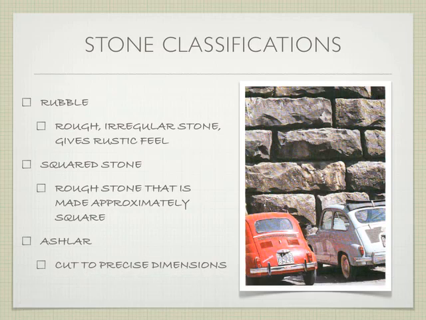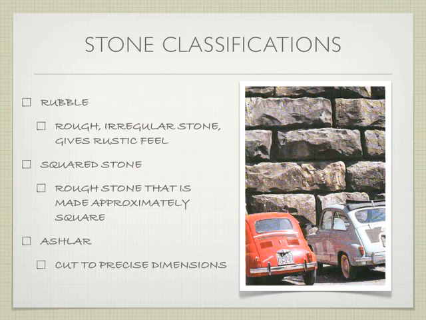In terms of stone classifications, we have rubble, which is the rough, irregular stone. It tends to give more of a rustic feel. It can be a little bit more shaped. If it's more shaped, it's going to be a squared stone. It's made approximately square or rectangular. I say square in kind of a loose term, but it's still left relatively rough. The thing about the top two, either rubble or squared stone, is that they're not specified by the architect in terms of where they go in the building. It's left up to the mason to decide.